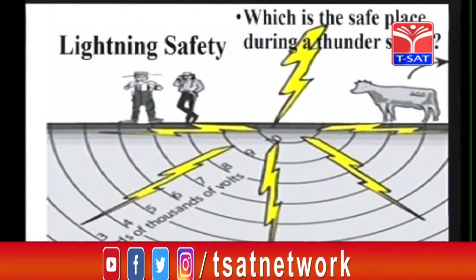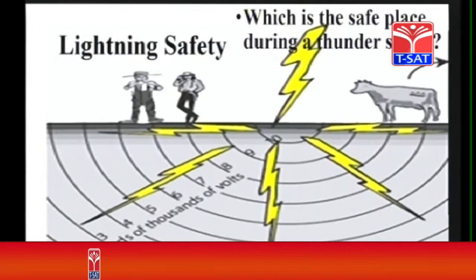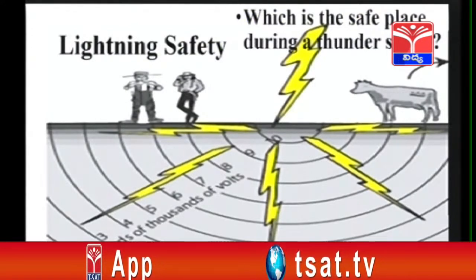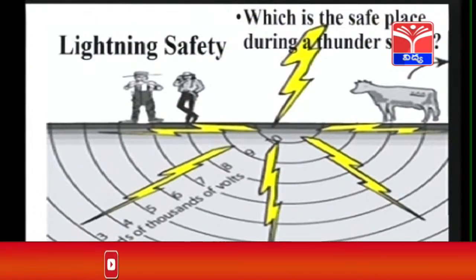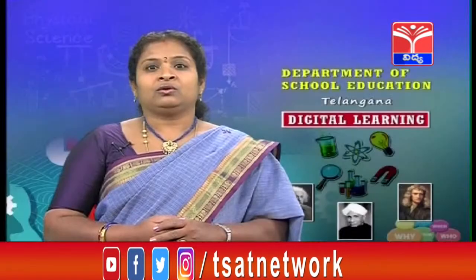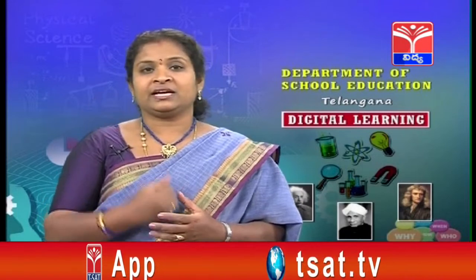Children, we can hear a huge thunderstorm before it rains, and then suddenly you can see that it starts raining. So, when you hear a thunderstorm or when you see that lightning is taking place in the sky, you have to take some safety precautions. What are they? Which is a safe place to protect yourself from this lightning?